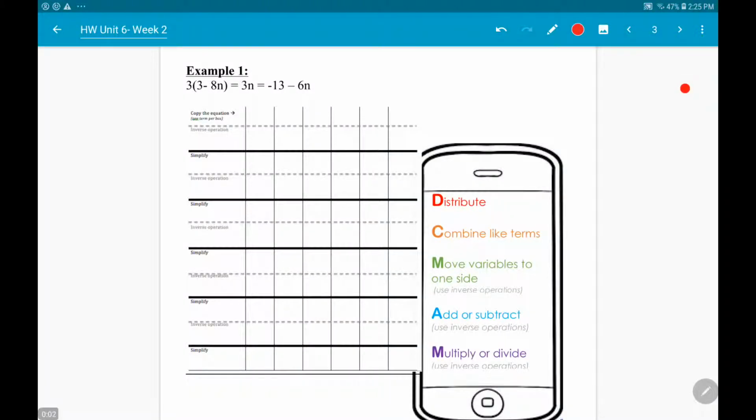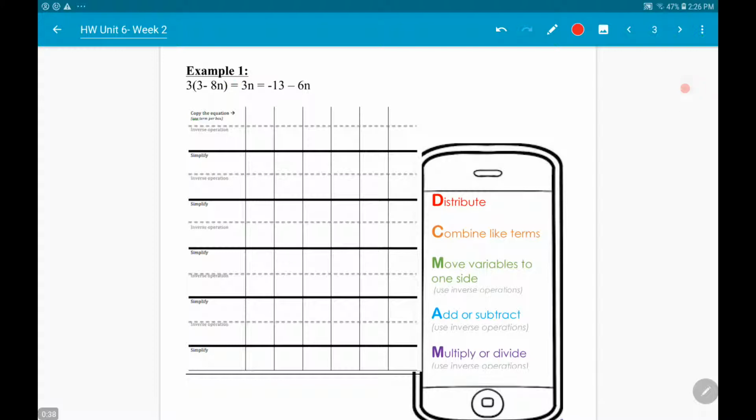Hi guys, so video 2, we are solving multi-step equations using our phone again. And I see a little typo. Let's fix this. This should be a plus, not an equals. Alright, so let's write it in. 3 parentheses 3 minus 8n plus 3n equals, I'm running in a room. Let's try it again.